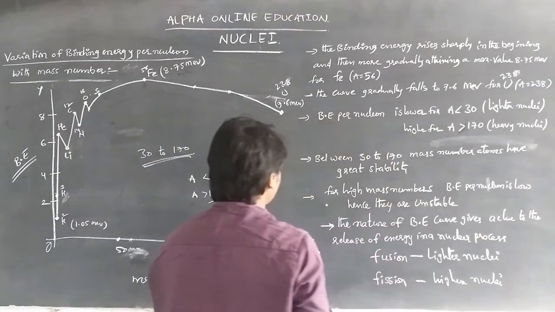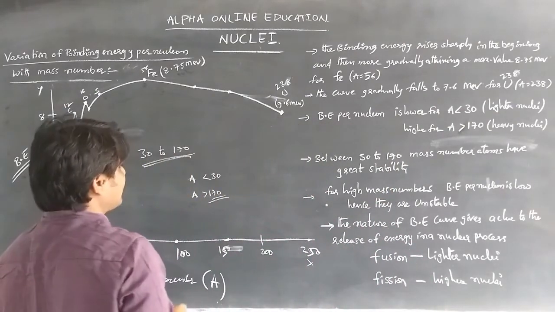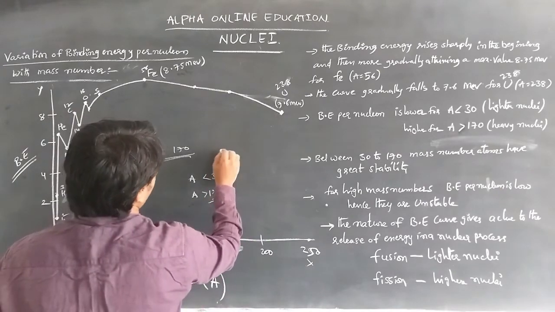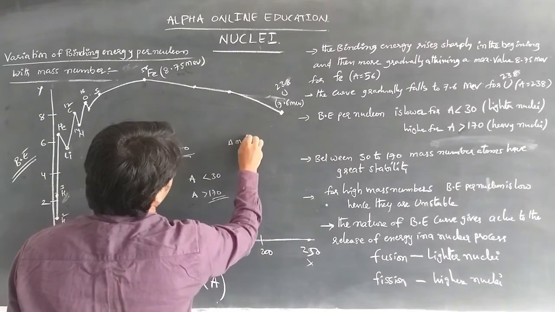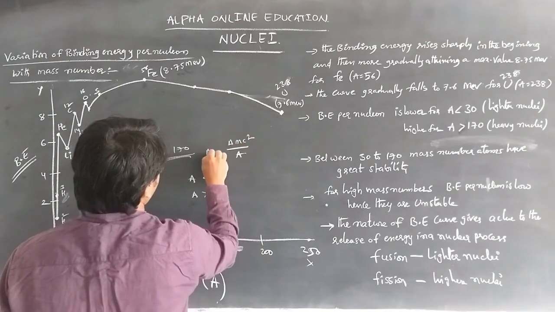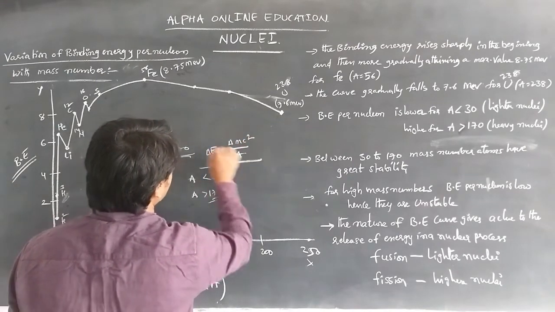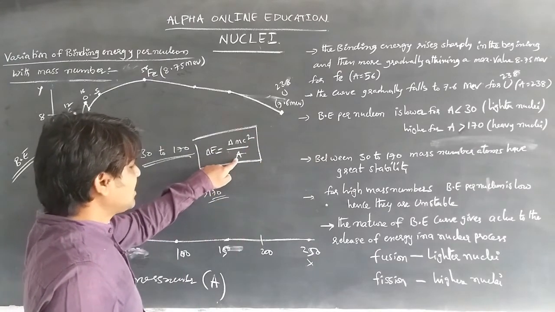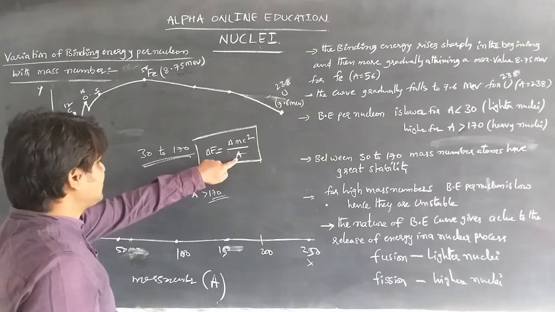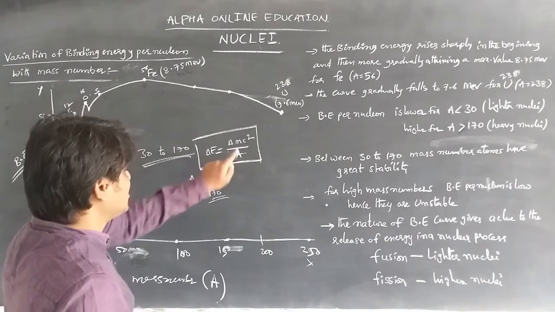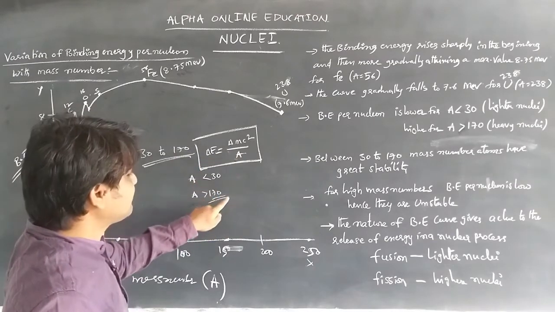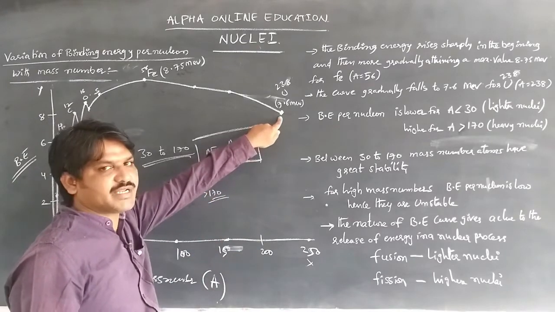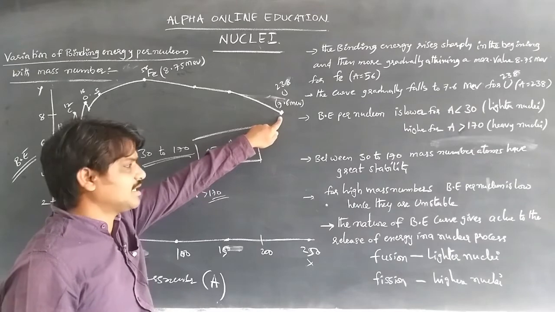For high mass numbers, the binding energy per nucleon, which is delta m c square by A, is low. Binding energy per nucleon is low, hence they are unstable. That's why uranium type materials are used mostly in explosives.